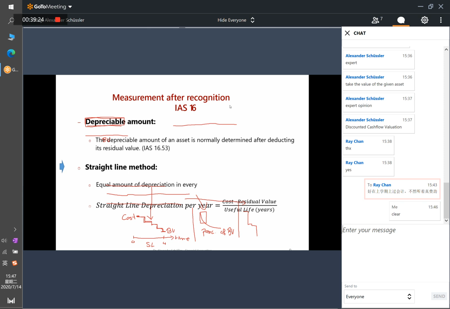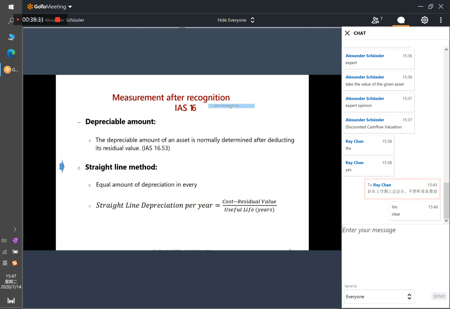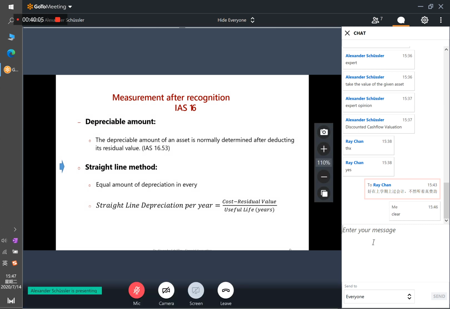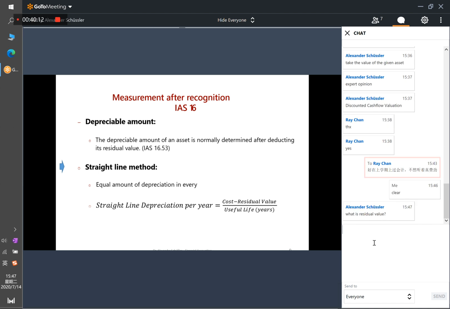When we talk about depreciation, we have to talk about the depreciable amount. The depreciable amount is the amount you have to depreciate, and it's determined after deducting its residual value. Do you have an idea what the residual value is?